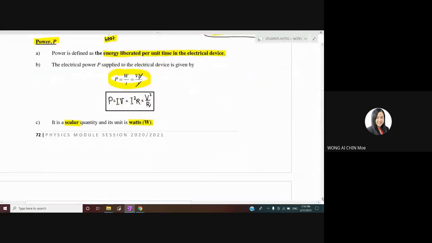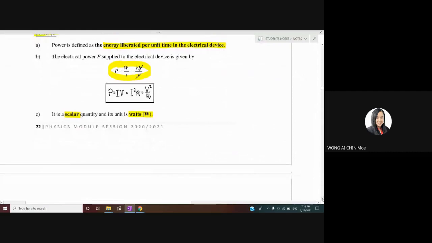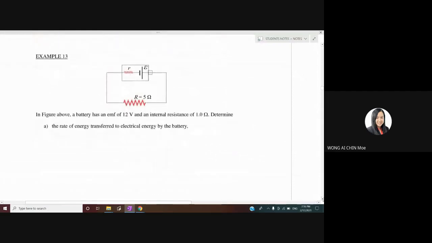Example 13. The battery has an EMF, so this is V battery, the source, the potential difference across the battery. And there is an internal resistor of 1 ohm, meaning that inside the battery there is an internal resistor. Determine the rate of energy transfer to electrical energy by the battery.